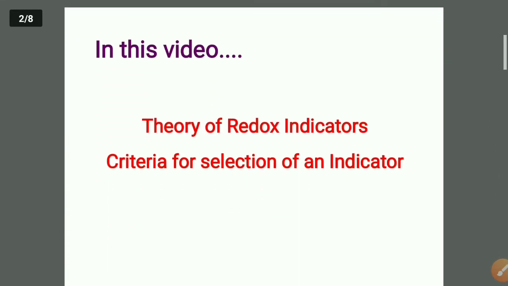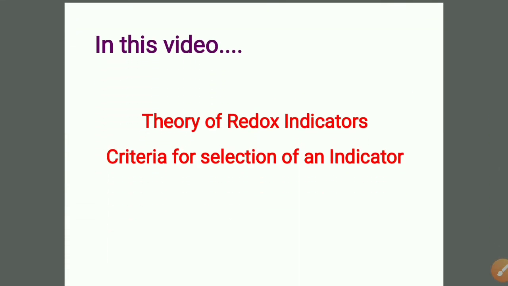Friends, we have completed the construction of a titration curve for a one electron system as well as a multi-electron system in the last few lectures. In this video, we are going to study the theory of redox indicators as well as the criteria for selection of an indicator.